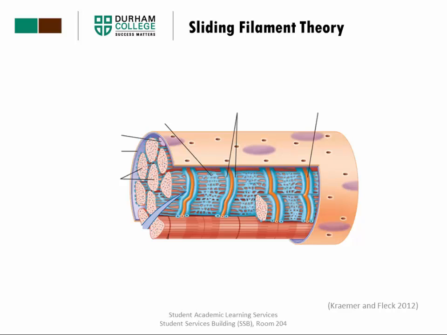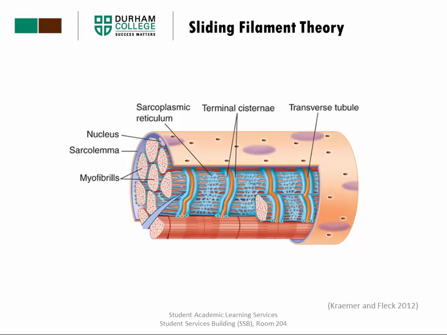Here's a close-up of a single muscle cell. We can see the myofibrils running along the cell, the sarcolemma, or the cell membrane of the muscle, the nucleus of the muscle, the sarcoplasmic reticulum, the terminal cisternae, and the transverse tubules.